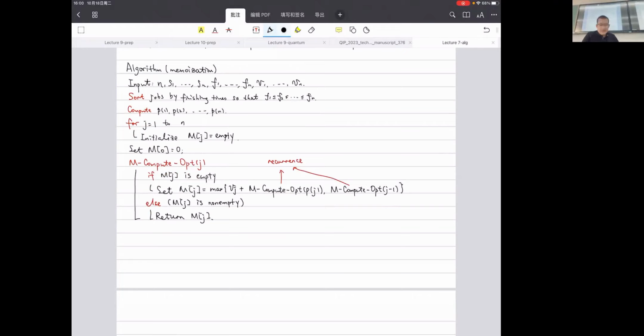Okay, I guess you can probably see the intuition that we use a table M here to store the values that we compute along the way. And since we can take a break for 10 minutes, after we take the break, we can continue to talk about the details of this.